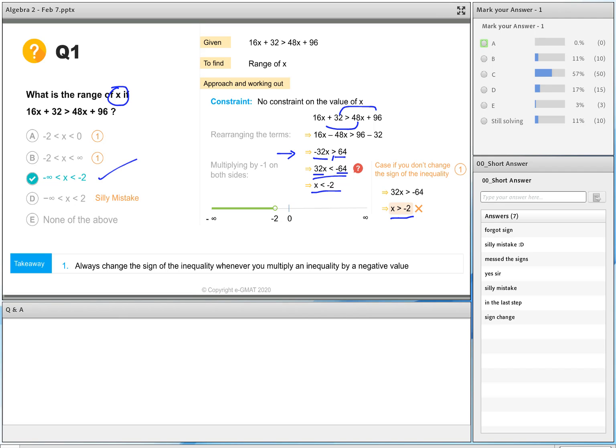With that, let me end the poll. Thank you for all of your answers, and let me clear all the answers from here as well. I'm going to reopen the poll. Can you please mark us still solving? Let's get 70 people to mark still solving over here, please.